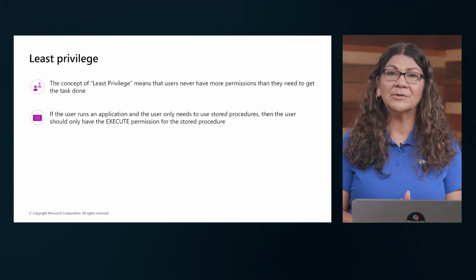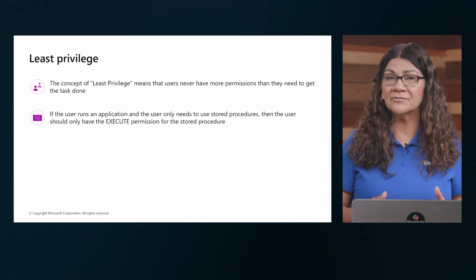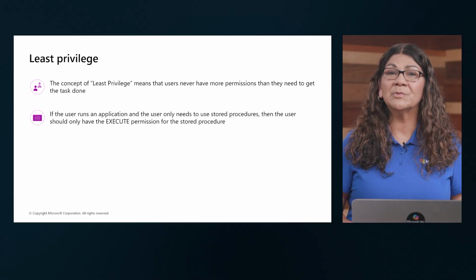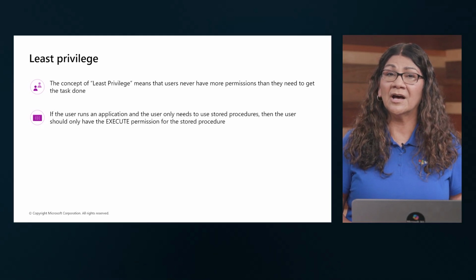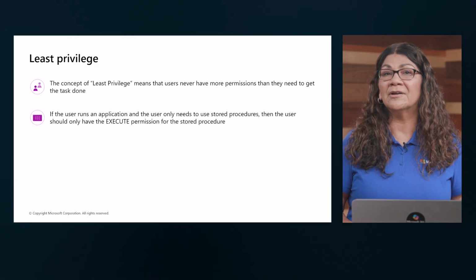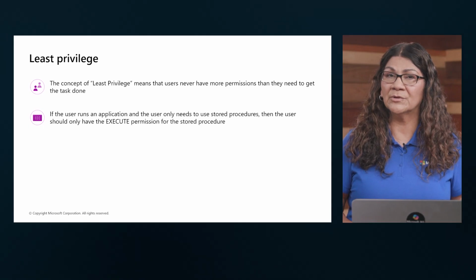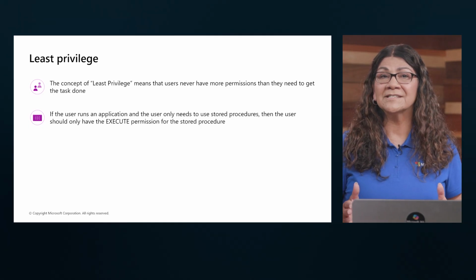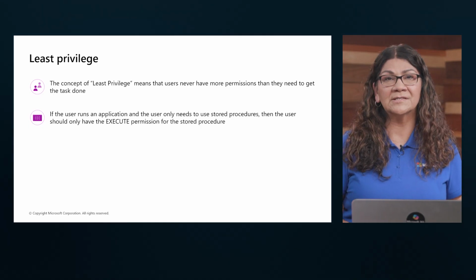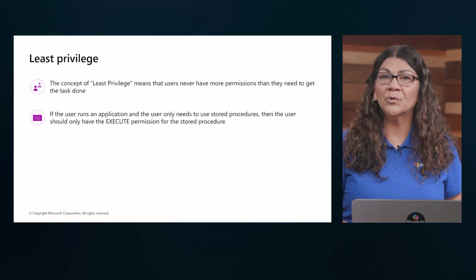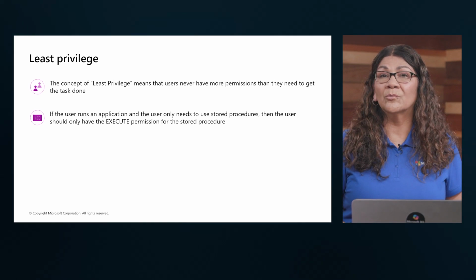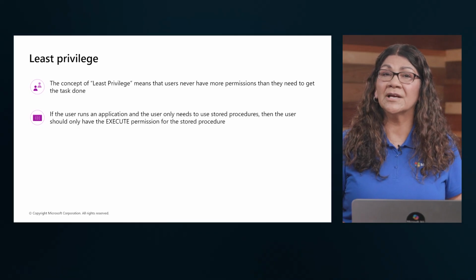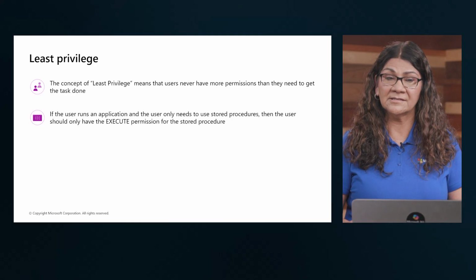For example, if an application accesses data exclusively through stored procedures, it should be granted only the execute permission on those procedures, without any direct access to the underlying tables. This approach not only strengthens security, but also simplifies auditing and compliance. Implementing least privilege effectively involves carefully analyzing roles and responsibilities, assigning permissions through roles rather than individuals, and regularly reviewing access to ensure it aligns with the current operational needs.